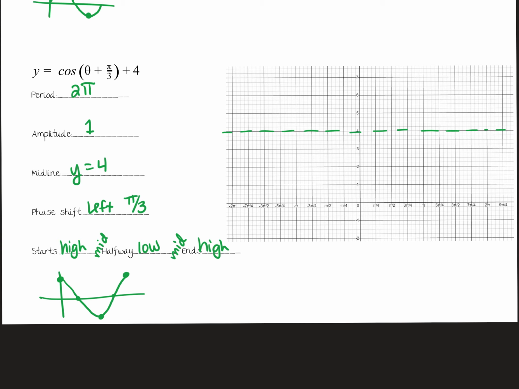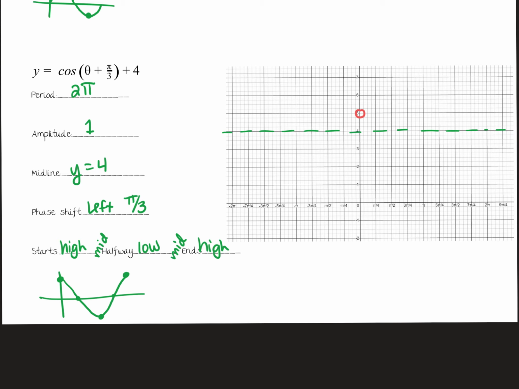So let's go ahead and start with marking. I'm going to do open circles since I'm going to move them. So because cosine starts at its highest point, we're going to start up 1 since that's our amplitude. So I'm going to start up 1. I'm going to use an open circle here.